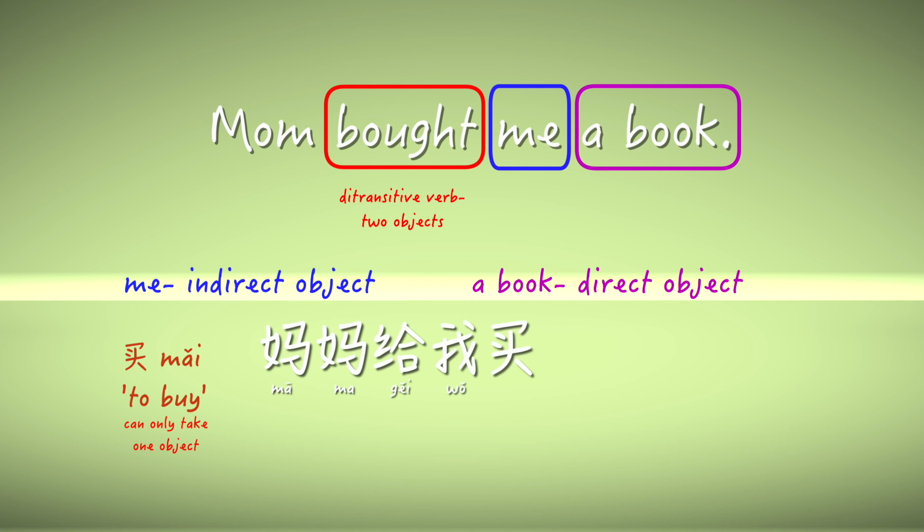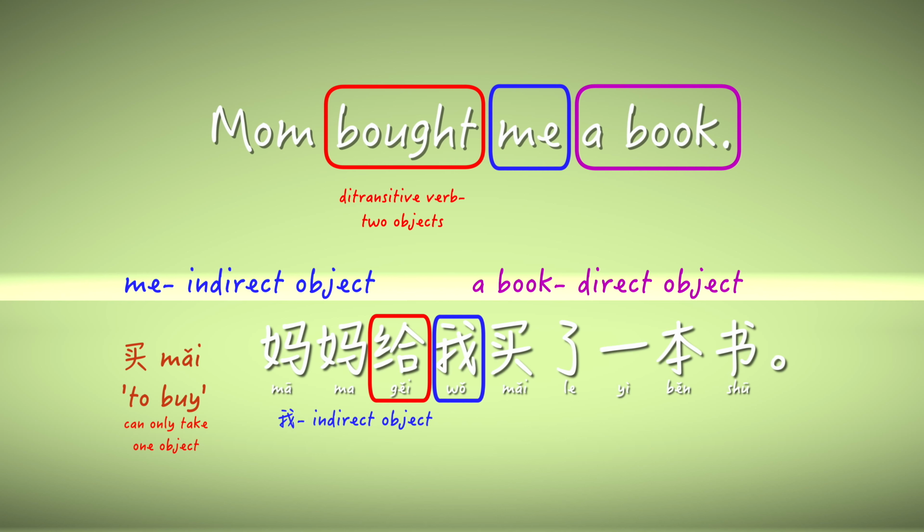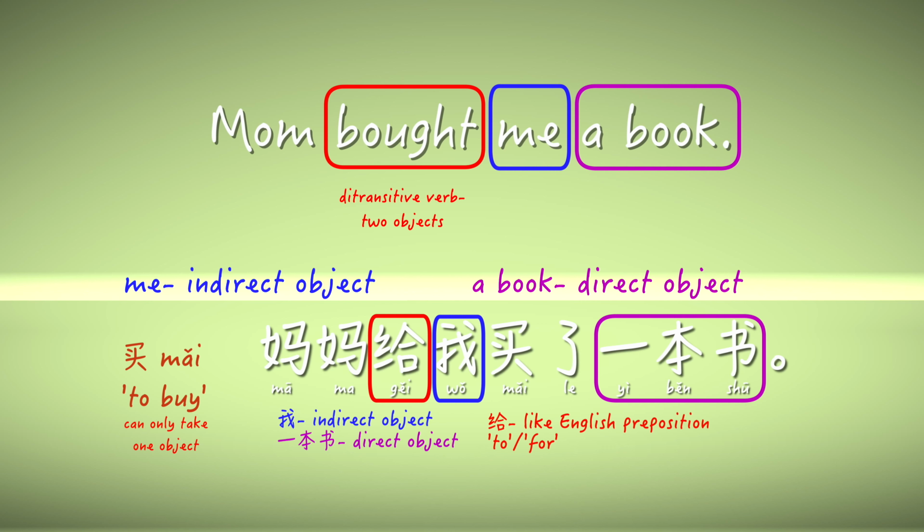妈妈给我买了一本书. Looking at this sentence, you should be able to see that 给 is placed before the verb and is followed by our indirect object. And then the verb and its direct object come right after. In this place, 给 is more like a preposition. This is a very common construction in Mandarin, just like our ditransitive verbs are in English.